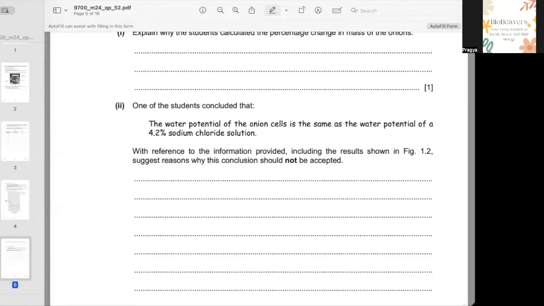So now let's try and move on to the next question. And the next question here talks about one of the students have concluded and they've given you a statement. The statement which they are trying to talk about here is the water potential of onion cells is the same as the water potential of 4.2% sodium chloride solution. With reference to the information provided, including the results, suggest reasons why this conclusion should not be accepted. Your way to answer these questions, where they ask you in paper 5, suggest reason why a thing can be accepted, why a thing cannot be accepted.